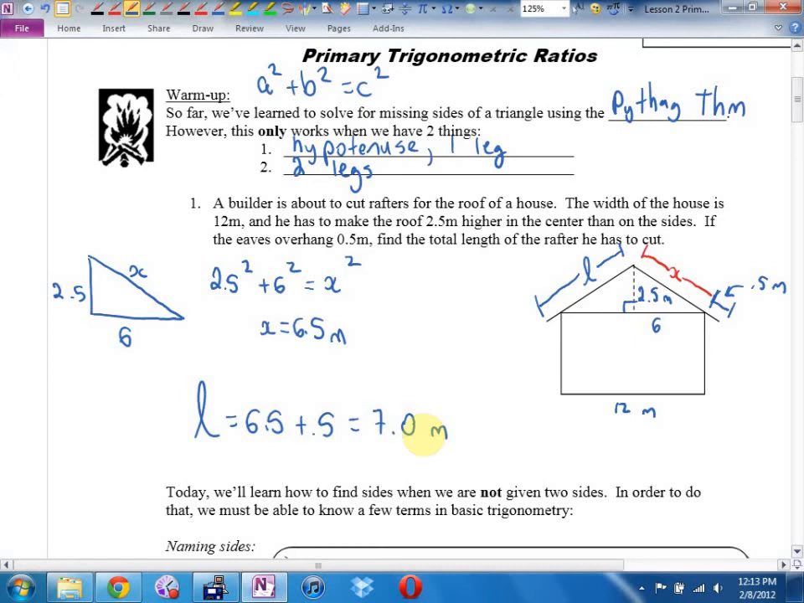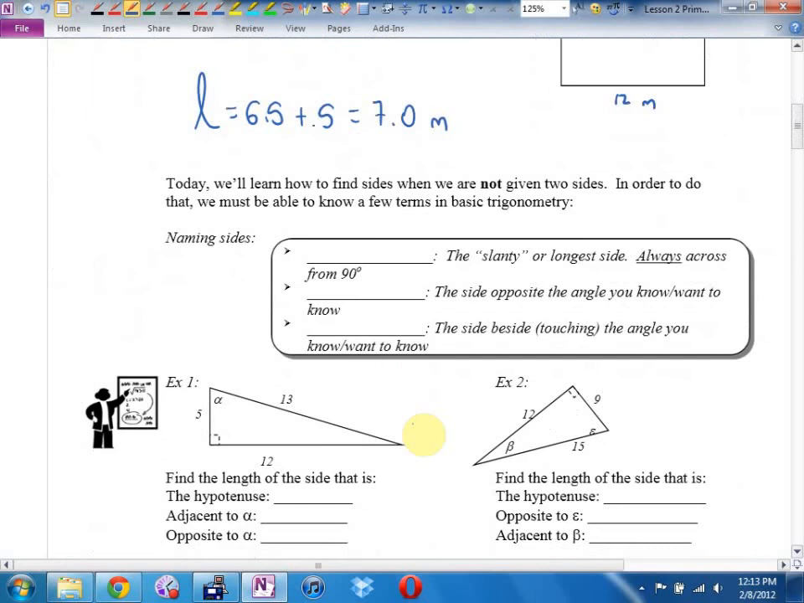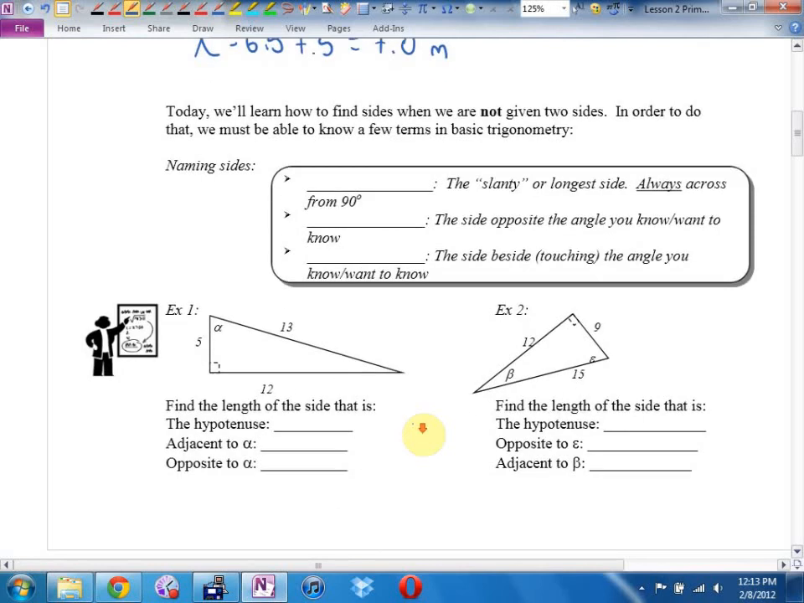Sam, bring back Pythagoras, jog your memory a little bit. Okay. What we're going to look at today and for the next few days is what do we do when we aren't given two sides, when we're only given one side and an angle. In order to do that, we need to know a few terms in basic trig. And the first is we have to be able to name sides.